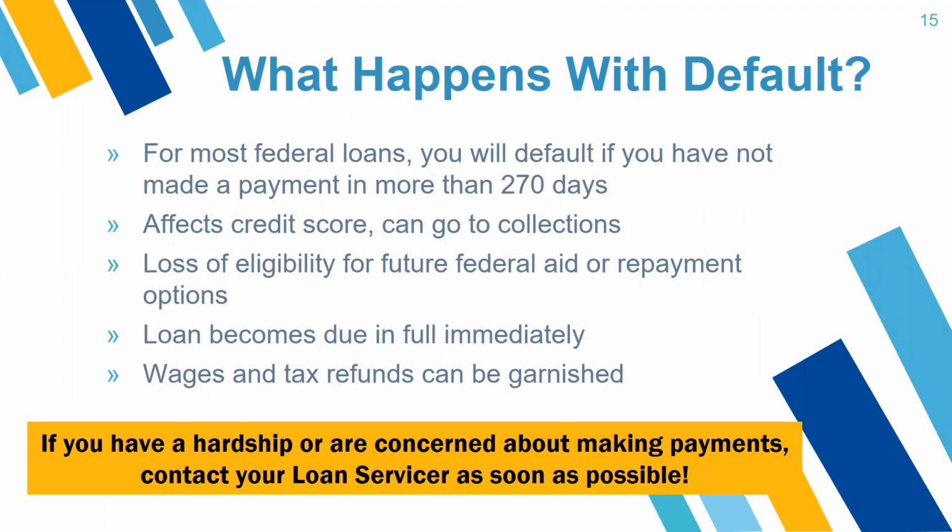For most federal loans, you default if you have not made a payment in more than 270 days. This can affect your credit score and your loan can actually be sent to collections. It may also potentially affect your eligibility for future federal aid or your ability to take advantage of different repayment options. Your loan will also become due in full immediately, and your wages and tax refunds can be garnished. It's always better to contact your loan servicer and discuss options, which may include deferment or forbearance, rather than defaulting. So if you have a hardship or are concerned about making payments, contact your loan servicer as soon as possible.